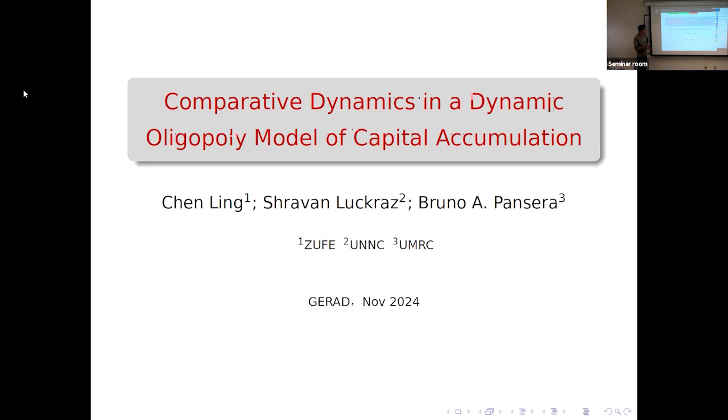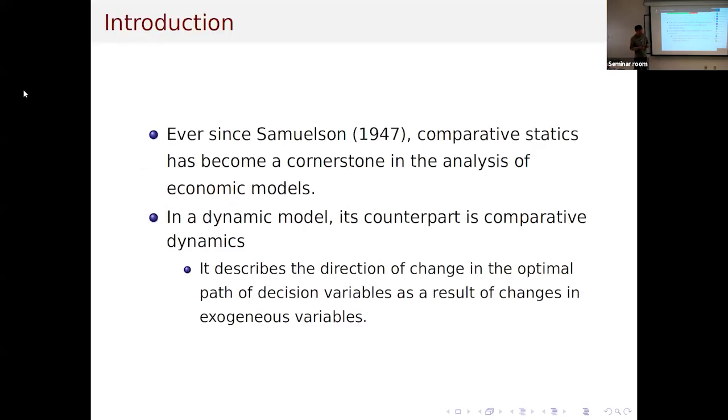Today, I'm going to talk about one of our papers. It's called "Comparative Dynamics in a Dynamic Oligopoly Model of Capital Accumulation." This is joint work with Professor Schraven from the University of Nottingham, and also Professor Bruno from Italy.